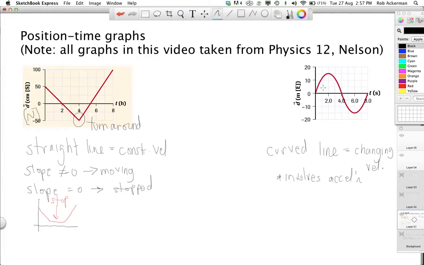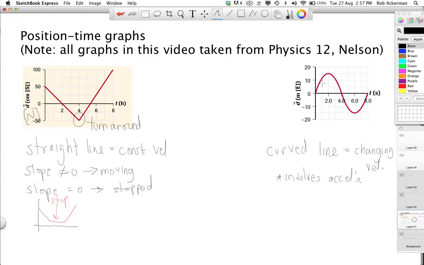Here we have curves, so let's look at what's happening. This object starts at the origin, and it moves several meters over several seconds. For example, after about 1 second over here, it looks like it's about 10 or maybe more meters east of the origin. So it has moved. But then in the next second, up to 2 seconds, it's only gone an extra few meters.